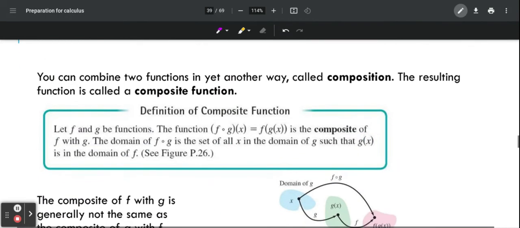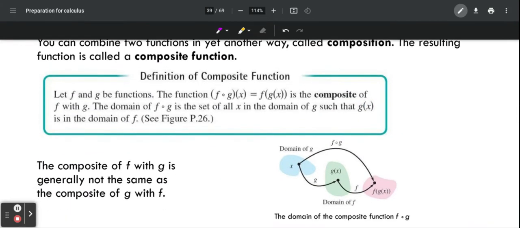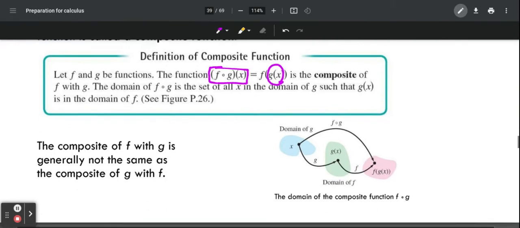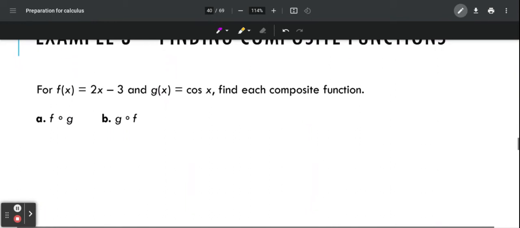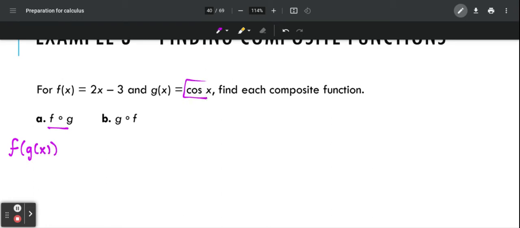And then another way that we can combine functions is the composite function. So when you see this notation f of g of x, it means that you're taking the entire g of x function and plugging it into the x values of the f of x function. So if we're going to practice finding composite functions, this first one, f of g, means that we're doing f of g of x. So we're taking the g of x and substituting it into the x values. So we would have 2 times the cosine of x minus 3.